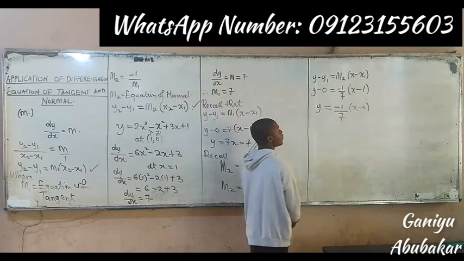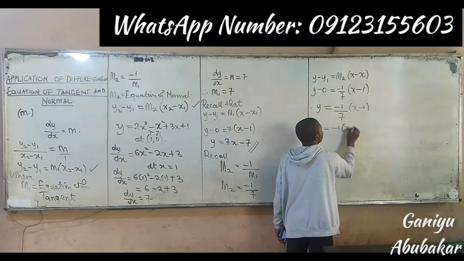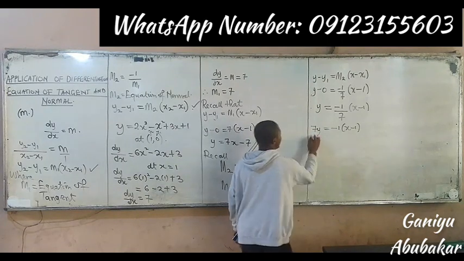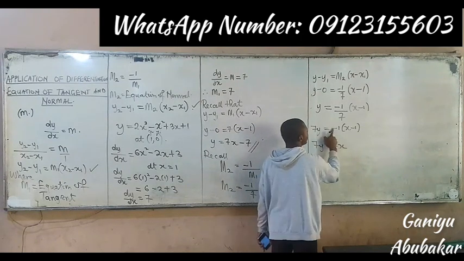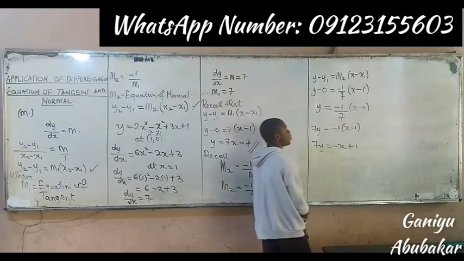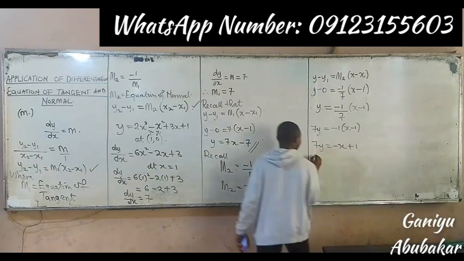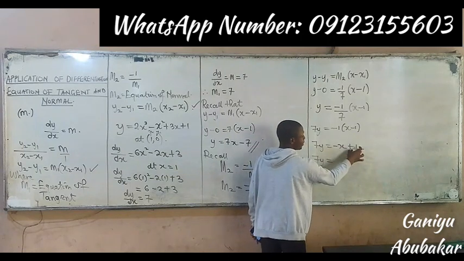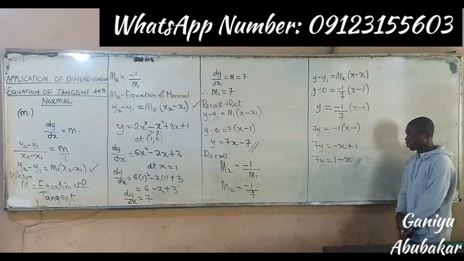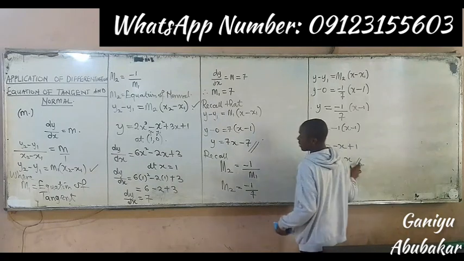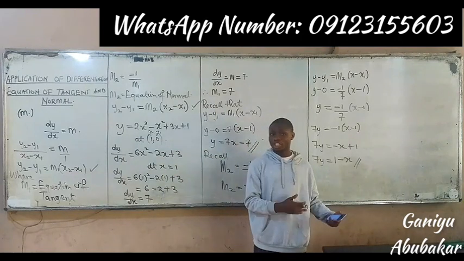Of course, I will multiply. I'll have that 7y is now equal to minus 1 times x minus 1. If I expand this bracket, 7y is equal to minus 1 times x, which is minus x, minus 1 times minus 1, which is plus 1. Of course, I will arrange this such that my 7y will be equal to, looking at the positive term first, 1 minus x. So this becomes the equation of my normal as my final answer. So this is how to solve a problem involving the equation of tangent and normal under application of differentiation.